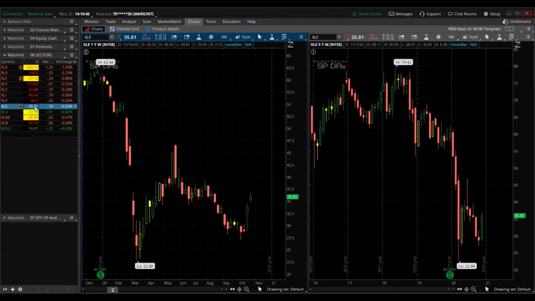Next is XLE. Energy makes up 6% of the S&P 500. For the past 12 months, the high was here, the low was there. We're much closer to the low. Even over the week, we're higher than last week. It's still struggling for the year, underperforming the S&P 500. For the current year, we're trading way below the low of the high for the last 5 years.